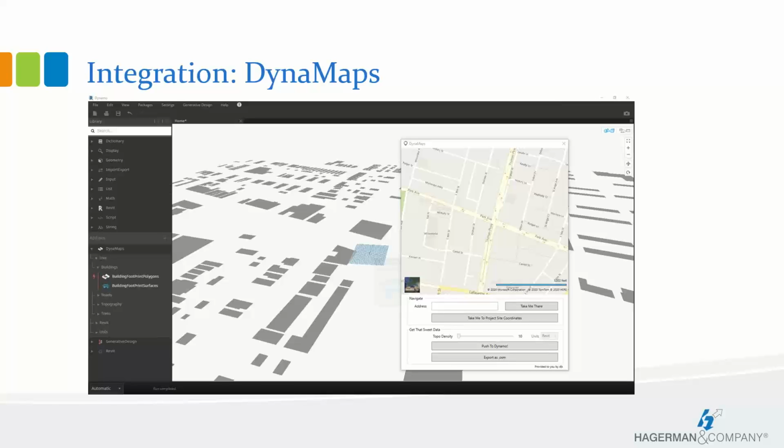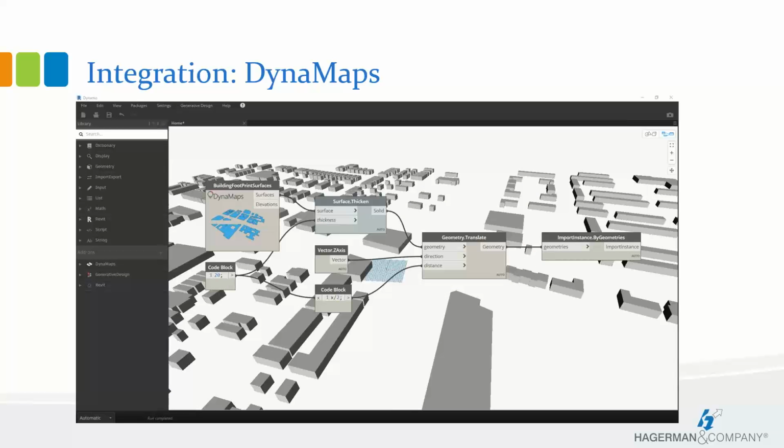So on the screen, you can see we've got Dynamo in the background, the Dynamo Maps interface, which can be found right from the edit menu. And in the background, you can see I've already pulled in the building surfaces. So the next thing I did was I just added a few nodes here to give the buildings a height and imported them into Revit.